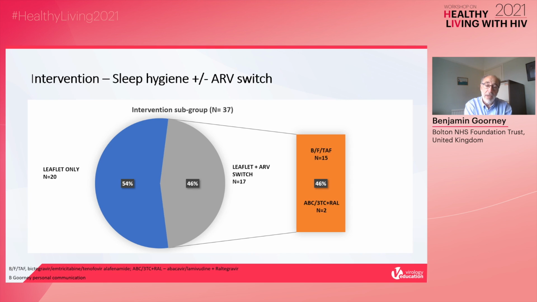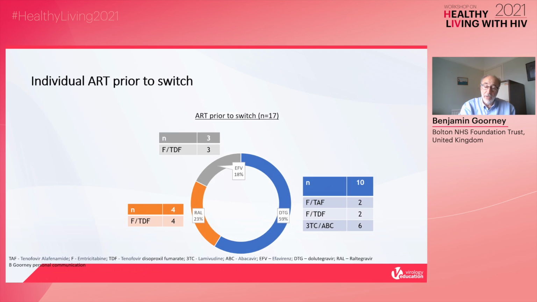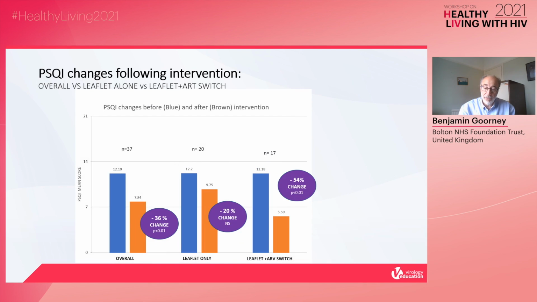And the reason behind that is that the sleep disturbance was the main driver for switch, but we had to consider potential toxicities, DDIs, pill burden, dosing schedules, etc. And so Biktarvy was deemed to be the most suitable agent at the time for them to switch to. And just to show you what the third agents these 17 patients were taking prior to switch at baseline, 59% were on dolutegravir, 23% raltegravir, and 18% on efavirenz.